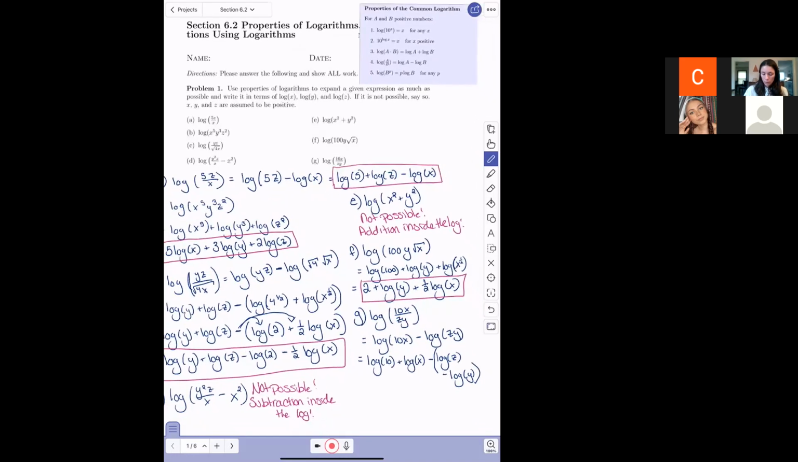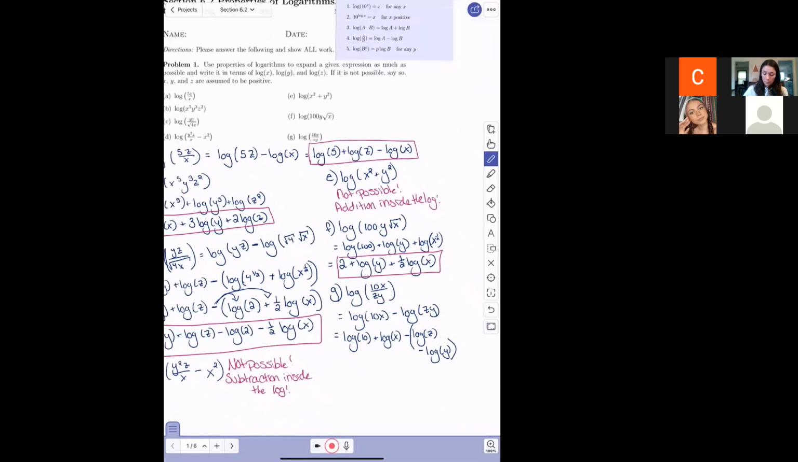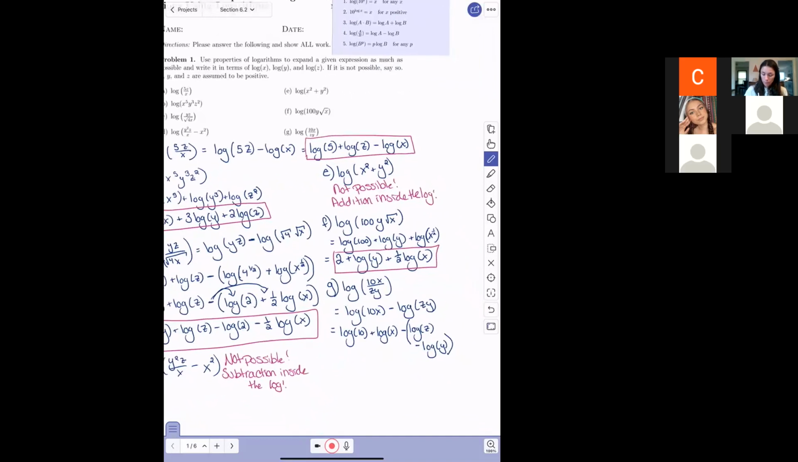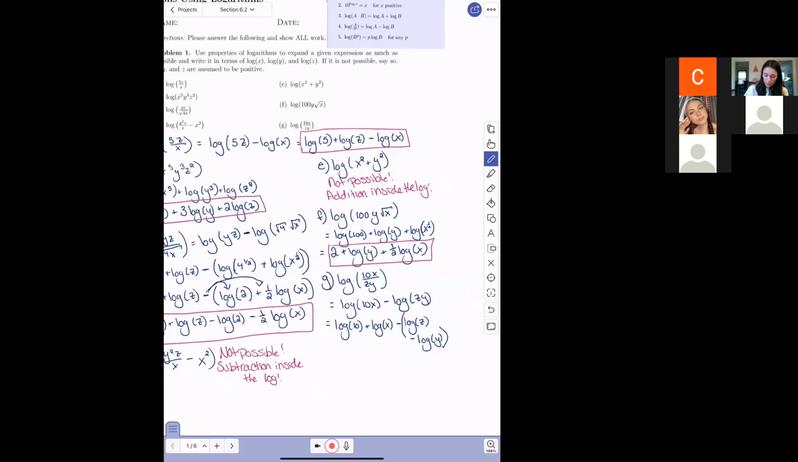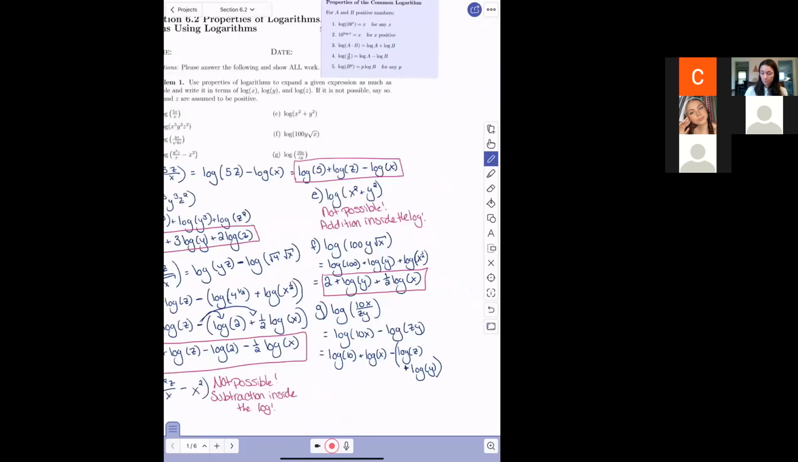Okay, give me more space. Wouldn't it be log z plus log y? Yes, sorry. Yep. Thank you. Now from here, what's the logarithm of 10? 1. 1, good. 1 plus log of x. Now go ahead and distribute that negative. So we'll have minus log of z minus log of y. Okay. Any questions there?